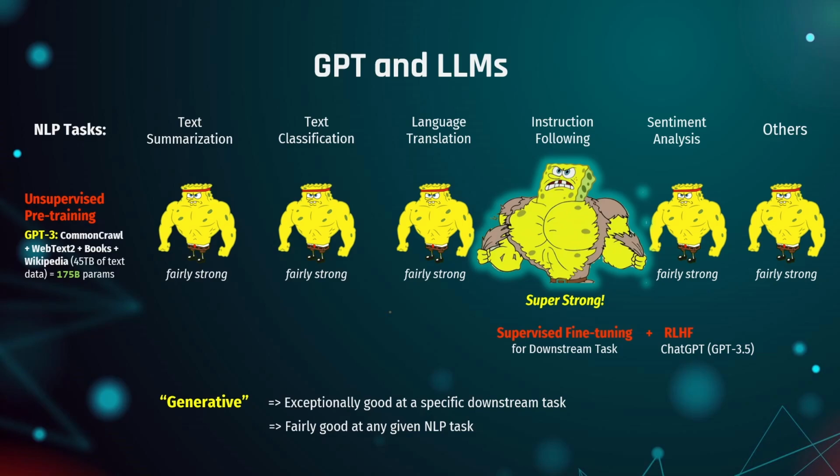If you notice, models like ChatGPT are very good at any NLP task, right? It could be summarization or classification or translation, it can do almost any task with high accuracy, right? Although it was actually fine tuned on instruction following.